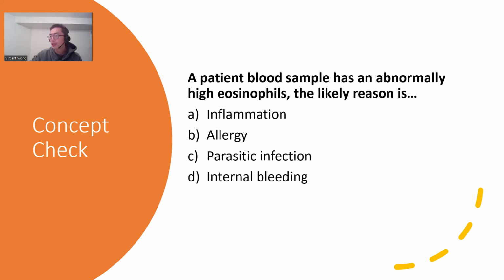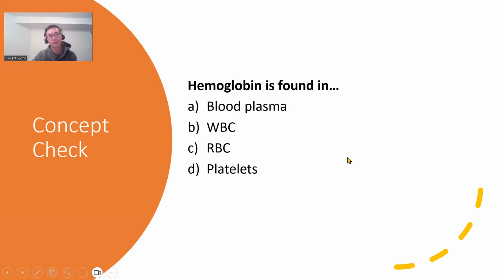Okay, very good. The answer is parasitic infection. It's right in the notes. Last one. Hemoglobins are found in the red blood cells. Very good. Okay, see, not bad, right?